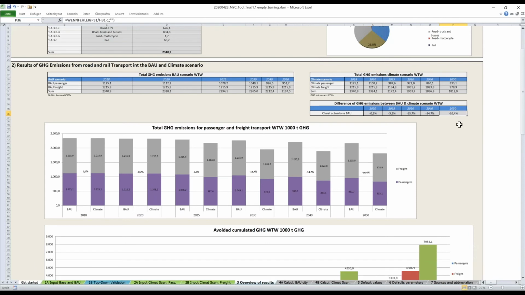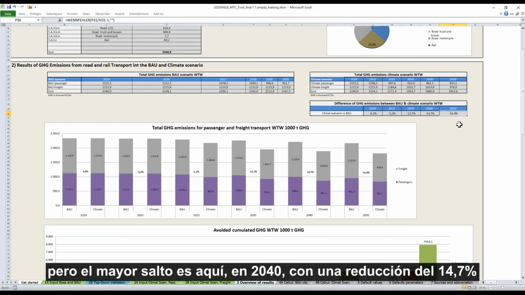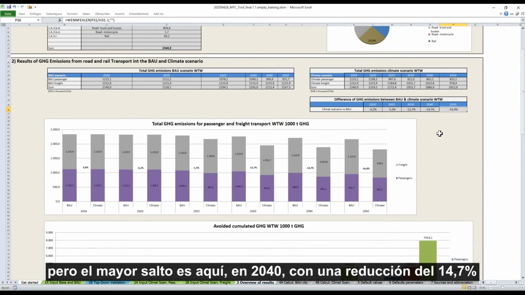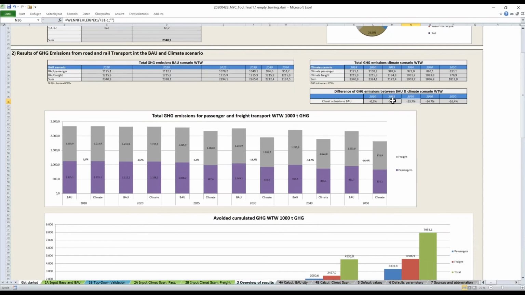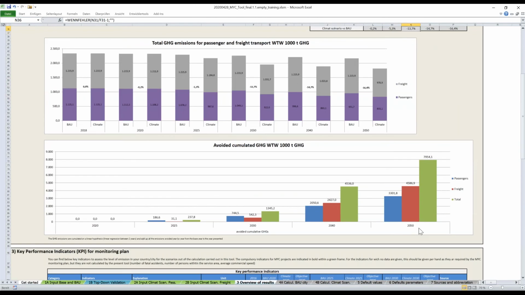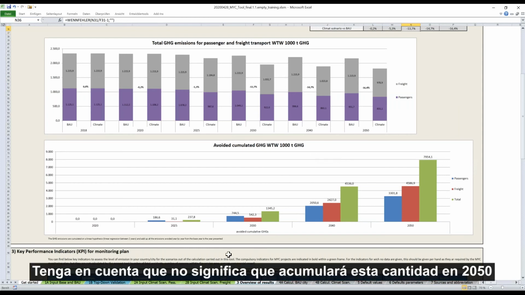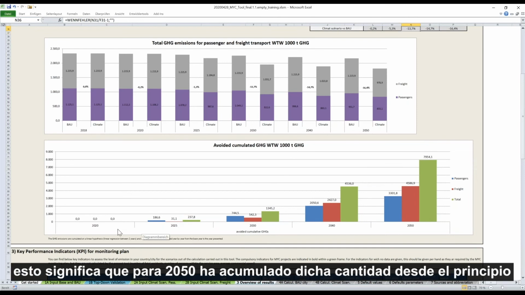But we already have, as you have seen, done a lot in 2025 actually. So the biggest jump is here, from 5% reduction to almost 14% reduction. Here you have the cumulative GHG emissions reduction in 1,000 tons, 2020 to 2025, which we cumulate. So be aware, it doesn't mean that you save this amount in 2040, but that means in 2040 you have saved such an amount from the beginning.